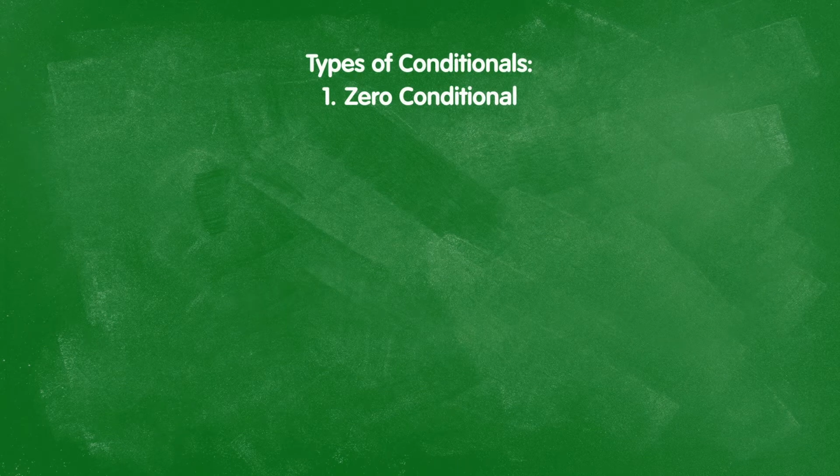Now, depending on whether or not the action is real or unreal, and depending on the likelihood or the possibility that an event will actually happen, we have 4 different kinds of conditionals that we can use. The first kind of conditional, the zero conditional, is the easiest. And let's look at some examples of this.